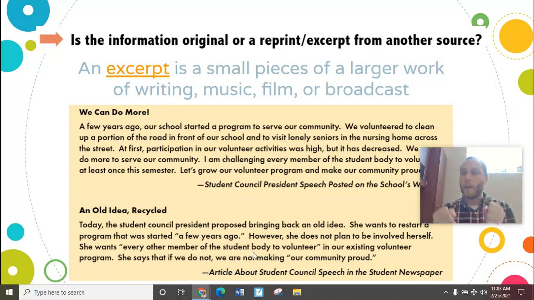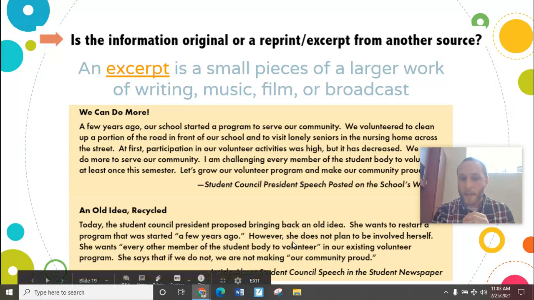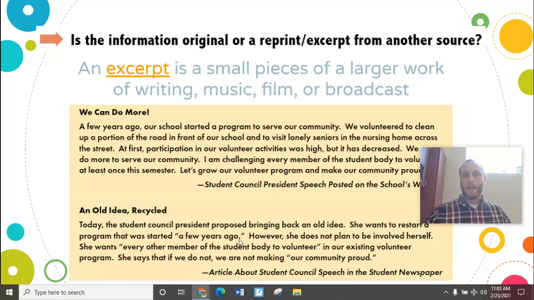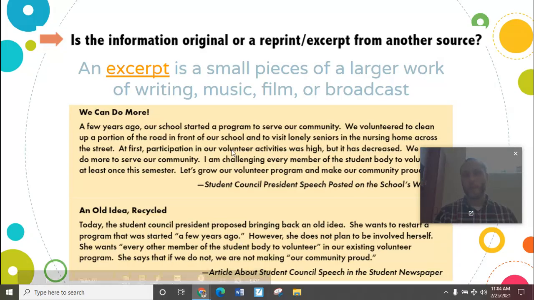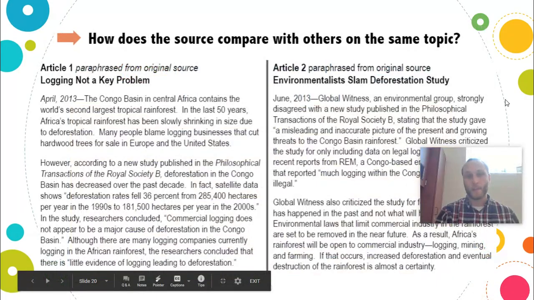So if you're pulling part of a larger print into whatever you are producing, that's going to be called an excerpt, right? So down here, she quotes the speech up here, but this is not the full speech. So we don't really have the full perspective of what this student was saying in her student council speech. So sometimes we have to be careful. If it's an excerpt, we might not always know what the full perspective was truly about. So be careful on that as well.